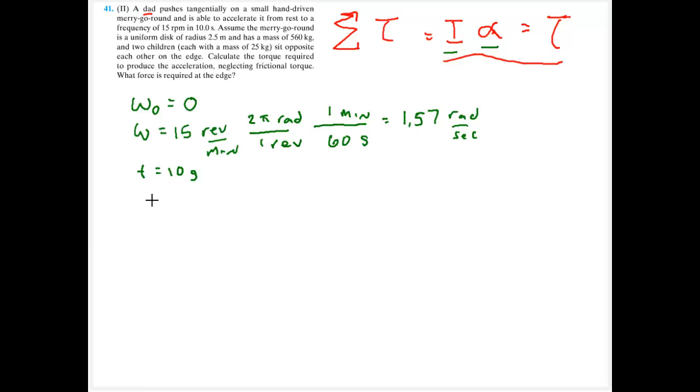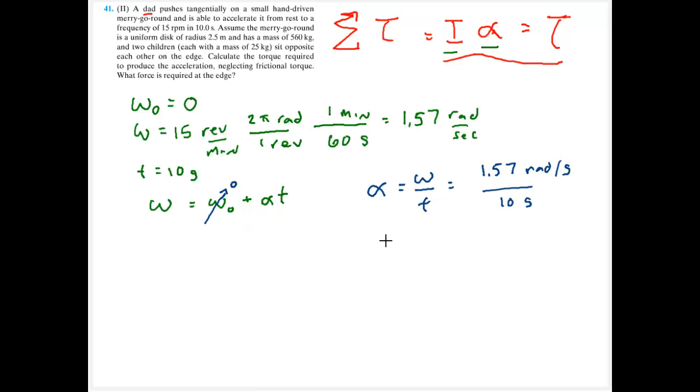seconds. So what I can do is I can say, okay, I know that omega is going to be equal to initial omega plus the angular acceleration multiplied by time, and this initial omega goes out to be 0, so simply the angular acceleration is going to be the angular velocity divided by time, or 1.57 radians per second divided by 10 seconds, and now I have my angular acceleration is going to be 0.157 radians per second squared.